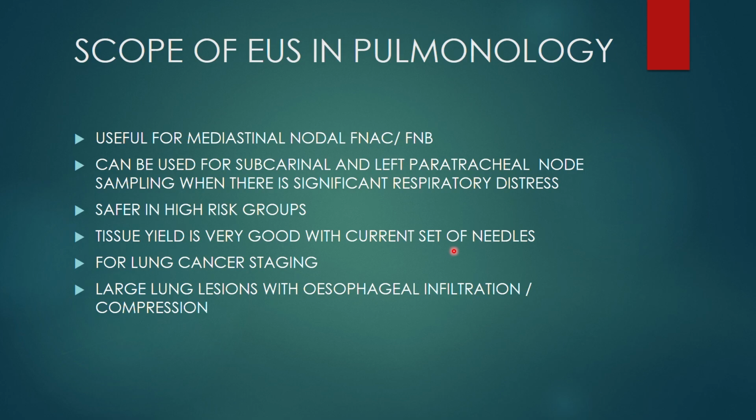Tissue yield is very good with the current set of needles, and it also complements. As you know, most of the modalities we discussed over the last 2 days will not give complete staging for carcinoma lung, so EUS will be added to complement and improve the accuracy. Very rarely I came across a few cases of large lung lesions eroding into the esophagus, where it was very easy to just go across the esophagus to get the sample.